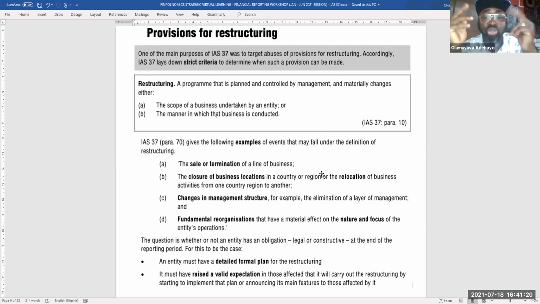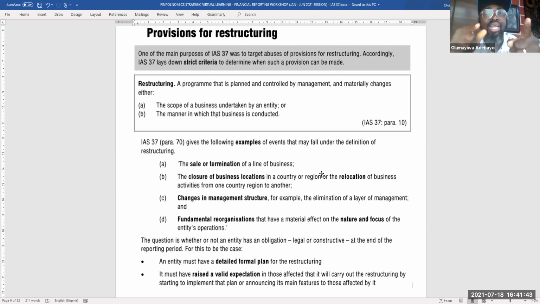Which then means that the two conditions you must meet in order to provide for restructuring costs are: one, there must be establishment of a detailed formal plan by the management, and two, these have been communicated with its likely effect to those parties or stakeholders that are likely going to be affected.